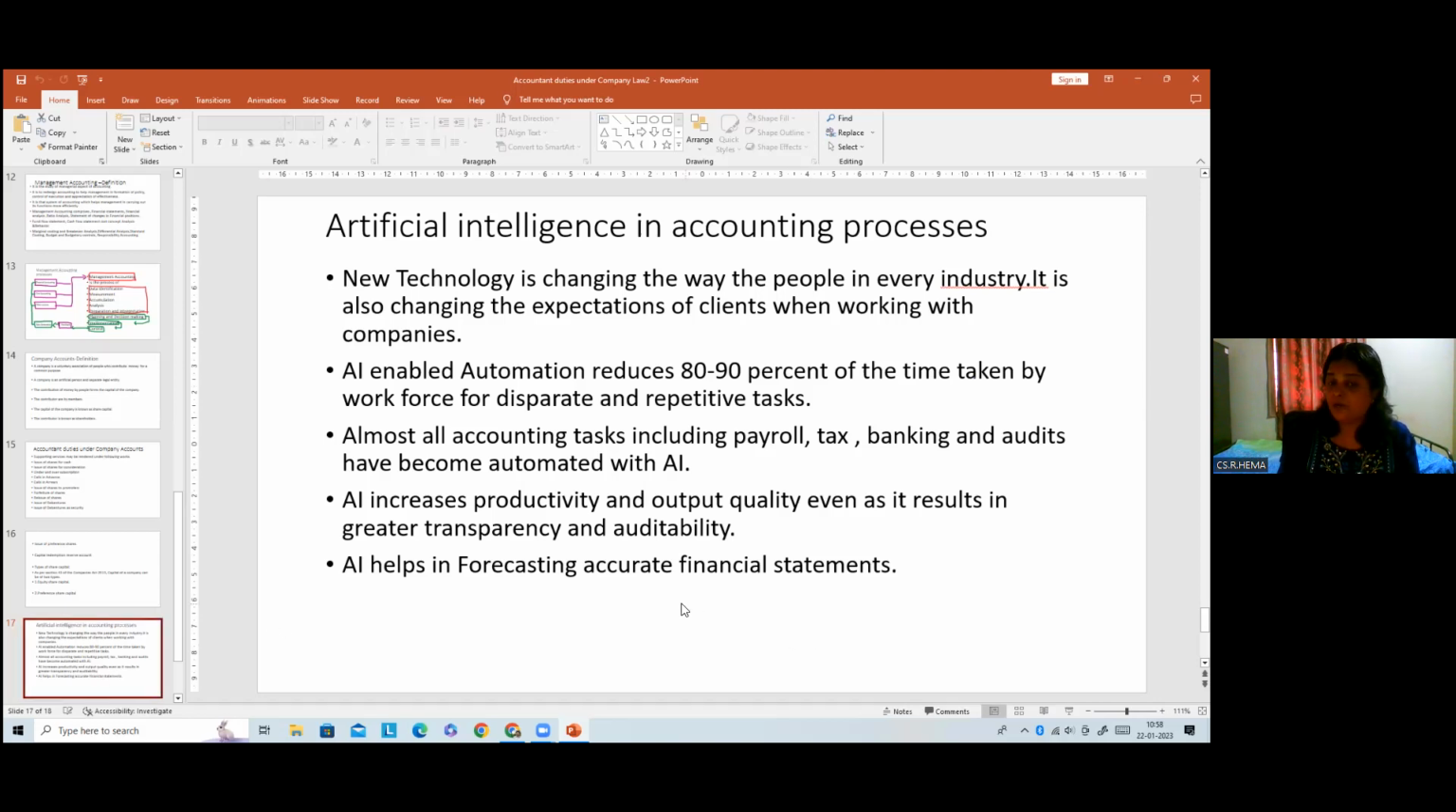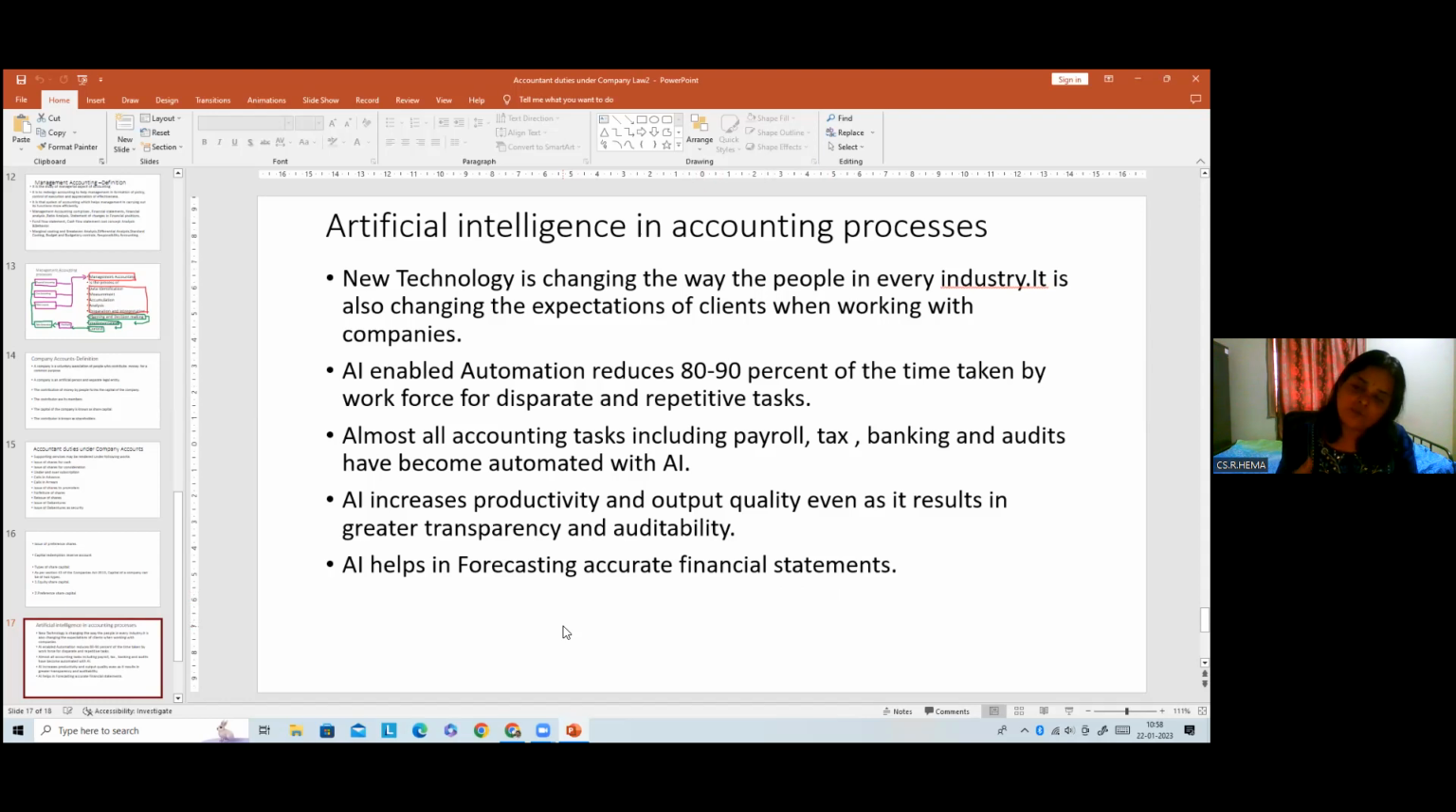It helps in forecasting accurate financial statements. Though man-made financial statements require certain corrections, this AI forecasts accurate financial statements. A company will rely on this AI. In future, the company will rely on this AI.